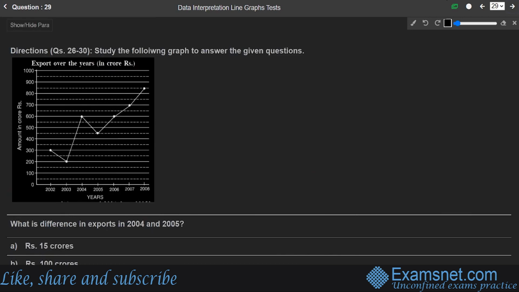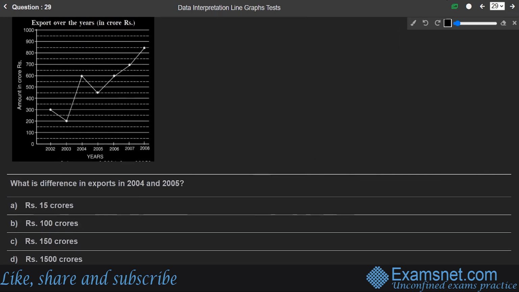Now, for the same data, we are supposed to answer a different question. The question is, what is the difference in export between 2004 and 2005? So clearly, we are supposed to read the data of 2004 and the data of 2005 and find their simple difference. The value in 2004 is 600 from the graph, minus the value in 2005, that is 450. So 600 minus 450 is nothing but 150. So the right answer becomes option C, 150 crores.